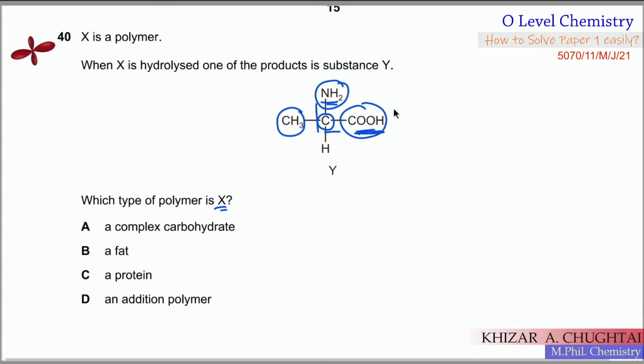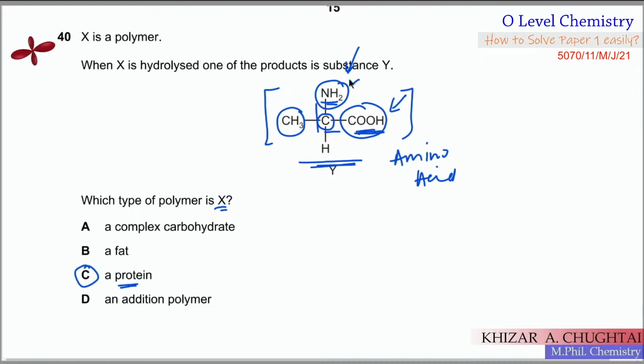After hydrolysis, it is making two groups. I mean, it's making a basic NH2 group, as well as an acidic group. So it may be possible that it has an amide linkage or a peptide linkage, you can say. And this whole molecule can be said to be an amino acid. So its answer should be the protein.